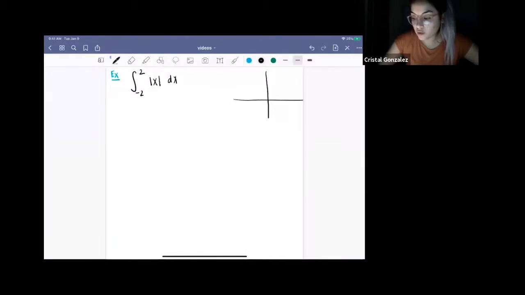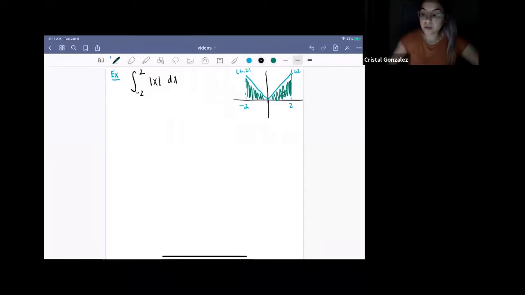Now, if I graph the absolute value of x, I have a V shape, and here I'm at -2, 2, and 2, 2, because they wanted it from -2 to 2. Now, if I look at the area under the curve for this, it's going to be this area here plus this area over here. So geometrically, it's kind of easy. I have 2 triangles. I add the area of this triangle and the area of this triangle.